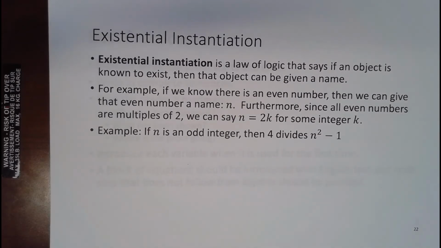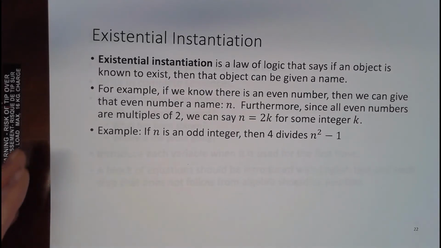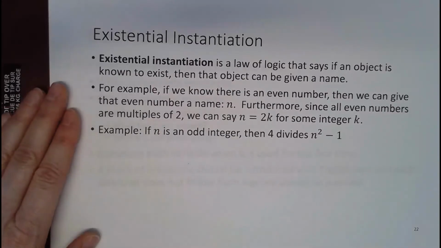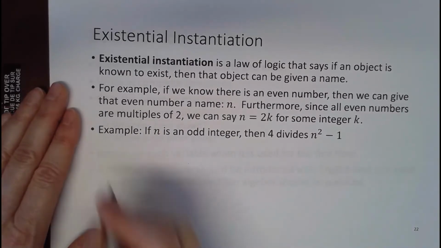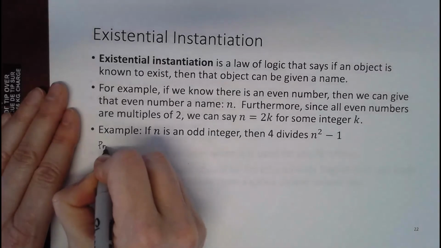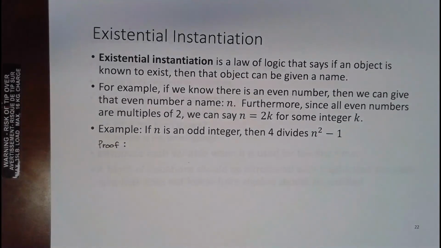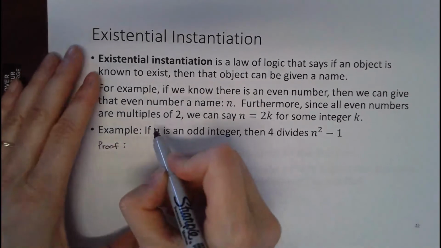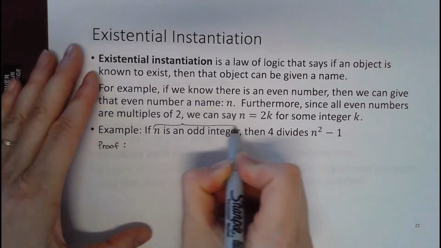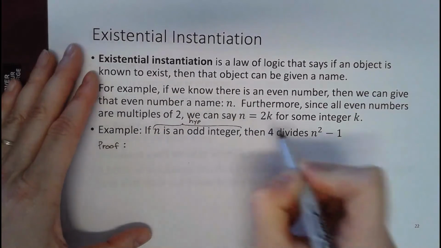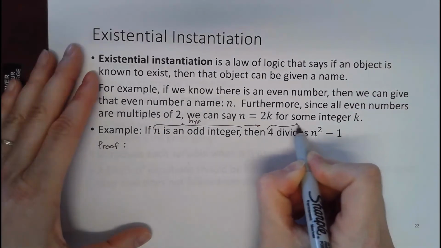Okay, so here, let's say this proof: if n is an odd integer, then 4 divides n squared minus 1. Let's say that's what we want to prove. So let's do an example of what a proof might look like. Remember, we want to say where it starts and where it ends. So we would write, proof. Everyone knows that I'm going to start it now. Think about this as the hypothesis, and this is the conclusion.